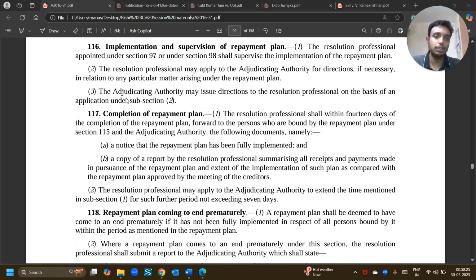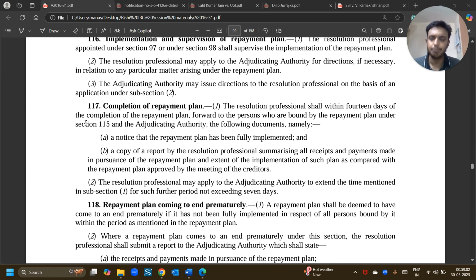Now comes the implementation and supervision of the repayment plan, which again is something unique to these processes. The RP appointed under 97 and 98 shall supervise the implementation of the repayment plan. So here the RP's role does not come to an end, it will extend. Even after approval of the plan, the RP will now have a supervisory role to see the implementation of the repayment plan, because here if the RP is not there, there is nobody else. There is no resolution applicant to go ahead with the implementation of the plan. There is no SRA, there is no PRA, there is nobody else but the RP, creditor, debtor. So the RP will have that supervisory role naturally.